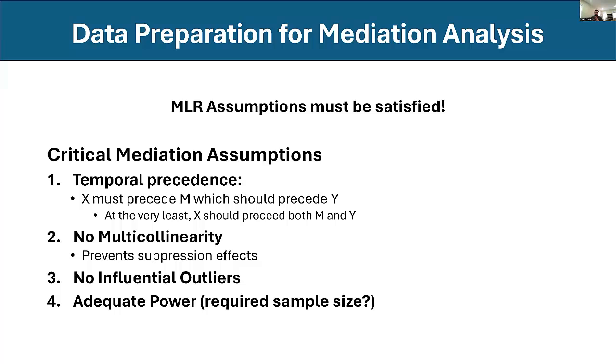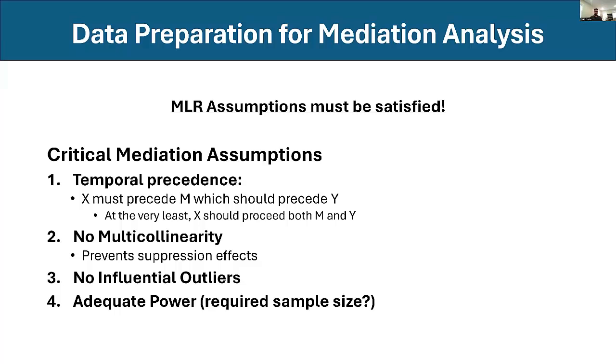Three time points minimum is really the most ideal situation for mediation. It justifies mediation as an analysis approach. At the very least, the predictor should precede both the mediator and the outcome in time, or the other way around, the predictor and the mediator should precede the outcome in time. So at least we should have some type of reference for temporal precedence.